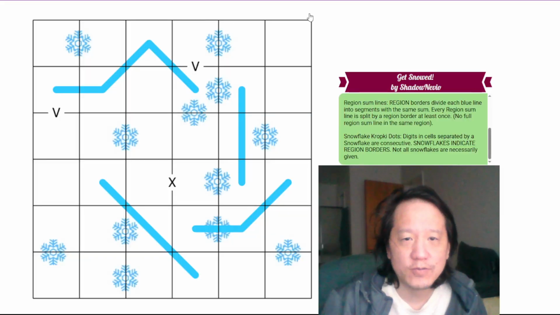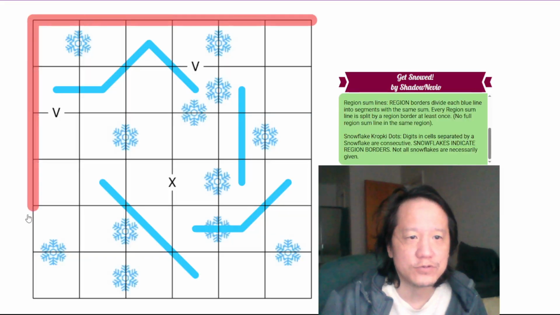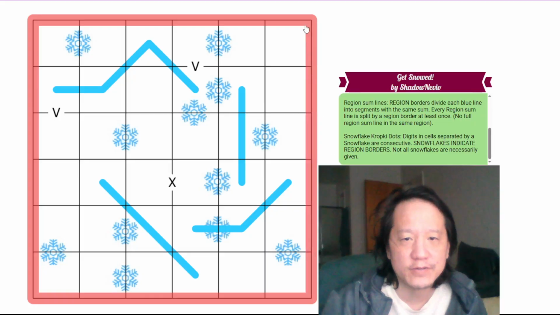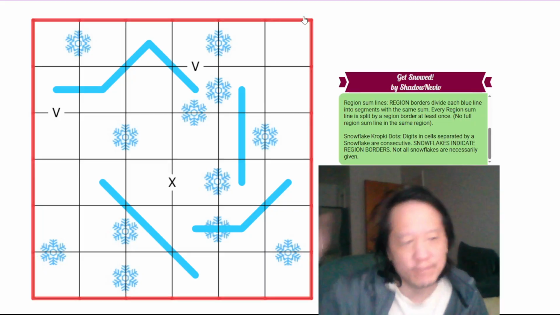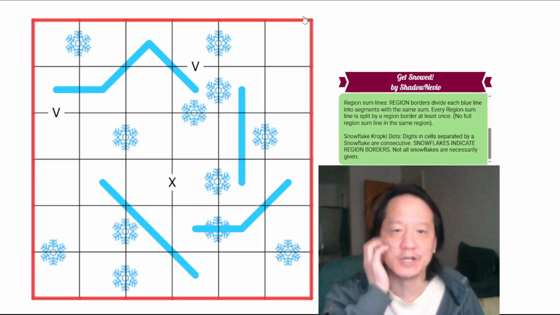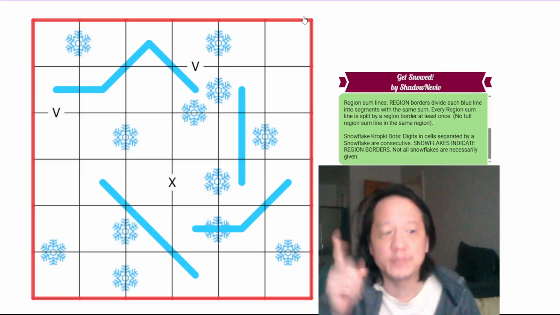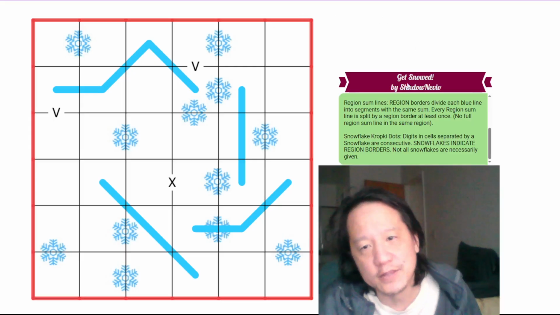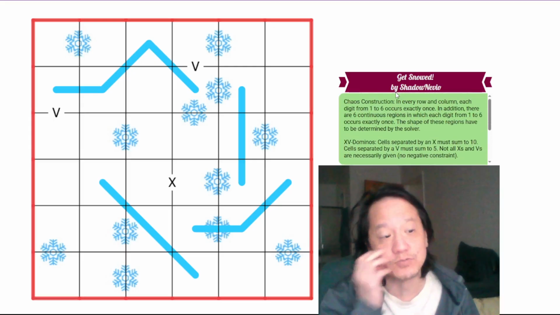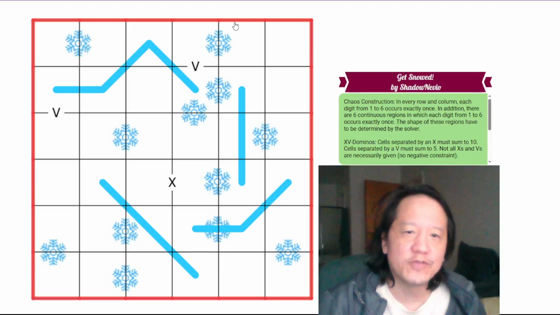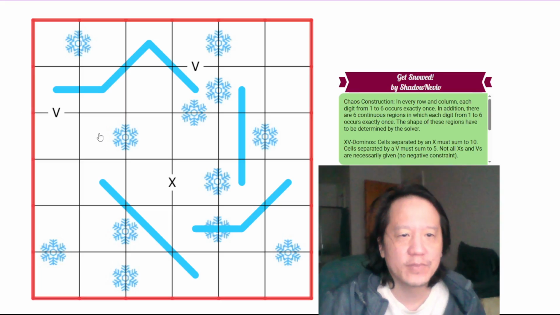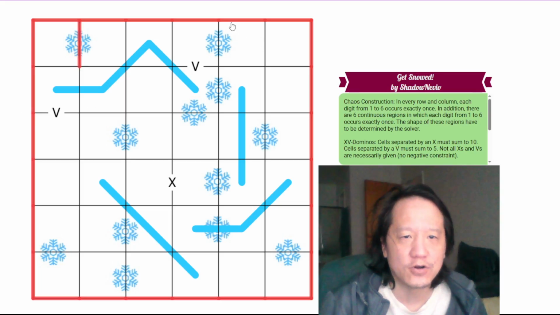Okay, so what I like doing for chaos construction rules is putting a border around the entire grid. Because we know for typical chaos construction rules, and this is typical essentially, but it's just 1 to 6, the borders stop at the edge of the grid. We know the snowflakes are all borders, so we can draw those borders in.